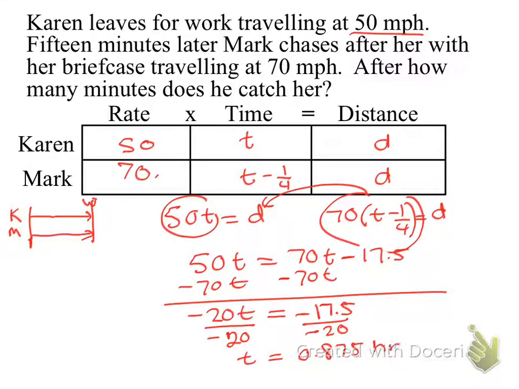If you want to convert that to minutes, I'm doing dimensional analysis. 0.875 hours over 1. I'm going to multiply by hours to minutes, that is 60 minutes to 1 hour. And then we end up with 60 times 0.875, which is 52.5 minutes is equal to time. Okay?